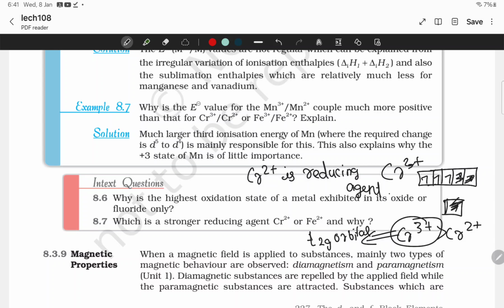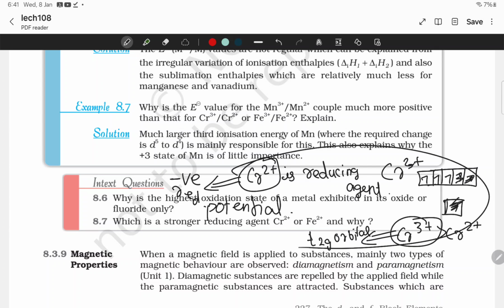Note it. It has a negative reduction potential. Note it. This is important.